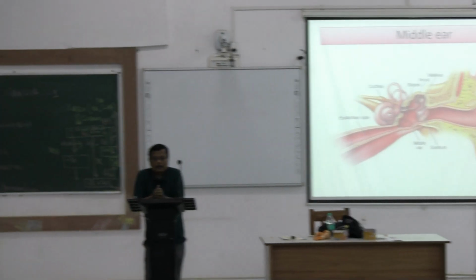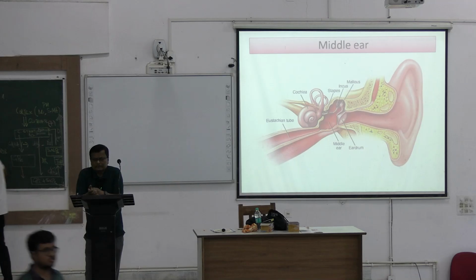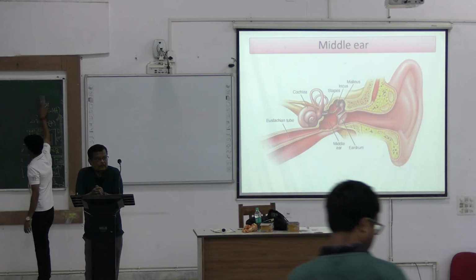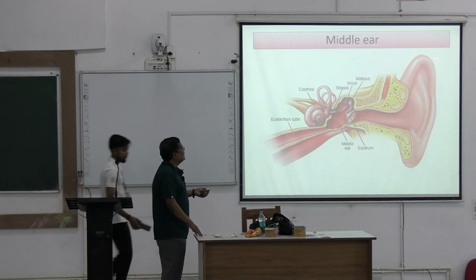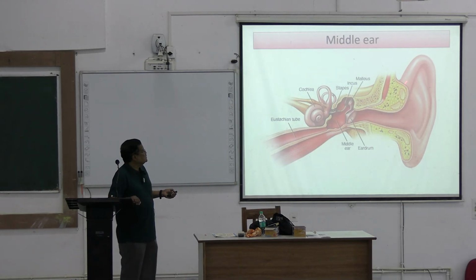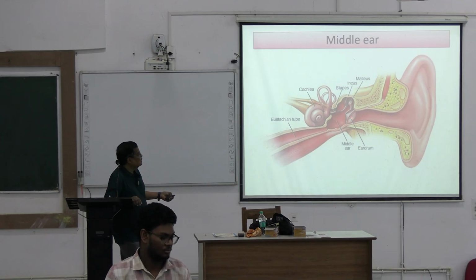But to have the idea of middle ear, some aspect of the external ear and external acoustic meatus. This is the external ear or pinna, P-I-N-N-A, which leads to the external acoustic meatus. At the extreme medial end of the external meatus, there is a membrane which we call the tympanic membrane.